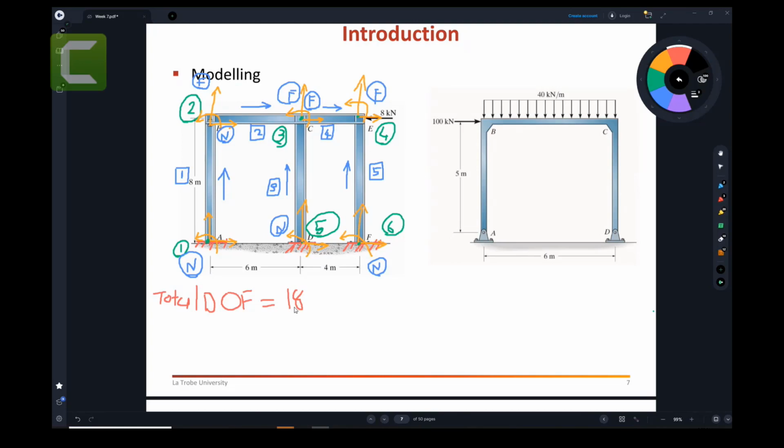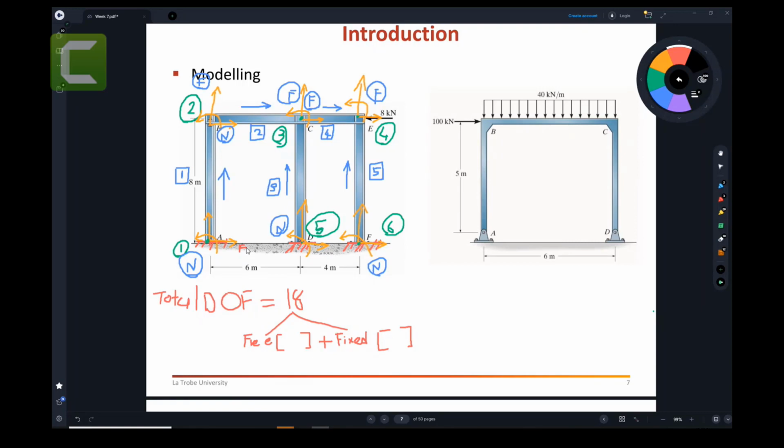Now my question is, out of 18, how many free degrees of freedom and how many fixed degrees of freedom? Because if I add them together, I should get 18. So this point here, point A, is fixed. So this point cannot go left, right, cannot go up and down, and cannot rotate.